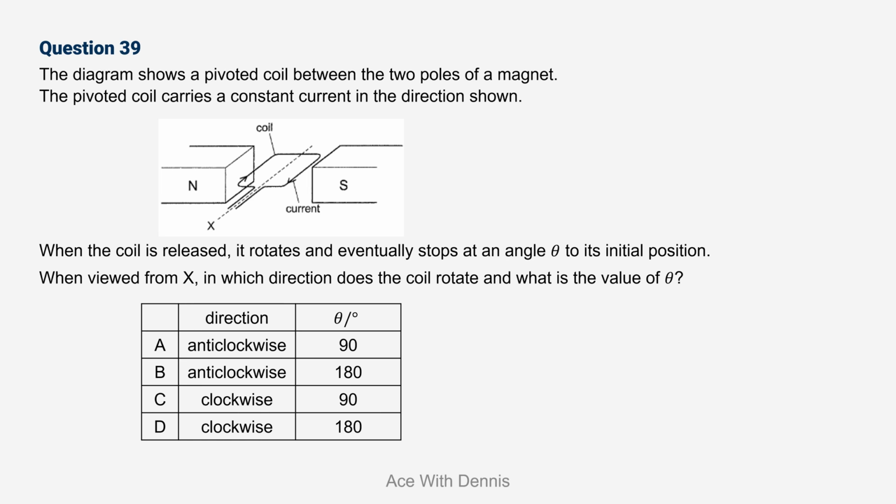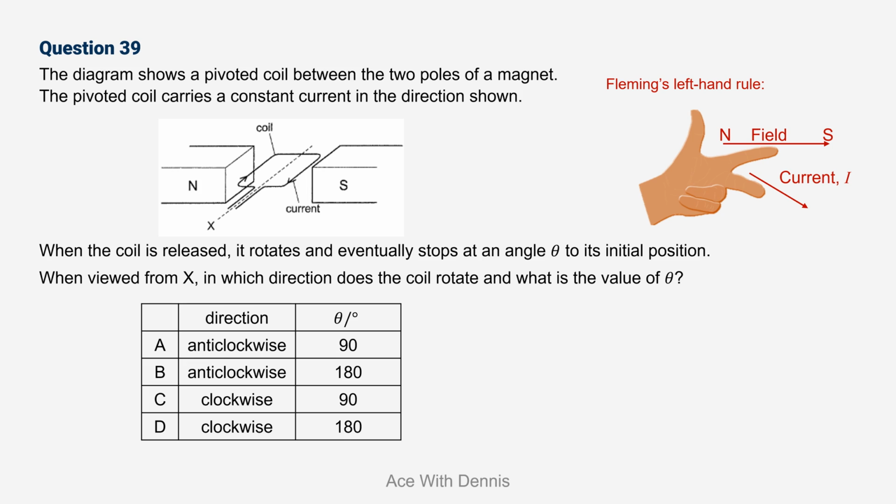So here are the four options. Basically, you have to identify whether the direction is anti-clockwise or clockwise, and the angle is either 90 degrees or 180 degrees. Alright, so to answer this question, we need to know Fleming's left-hand rule. So this is Fleming's left-hand rule, where the index finger will point from north to south pole. The middle finger will point the direction of the current flow, while the thumb will point the direction of force. You have to make sure that these three fingers are perpendicular to each other.